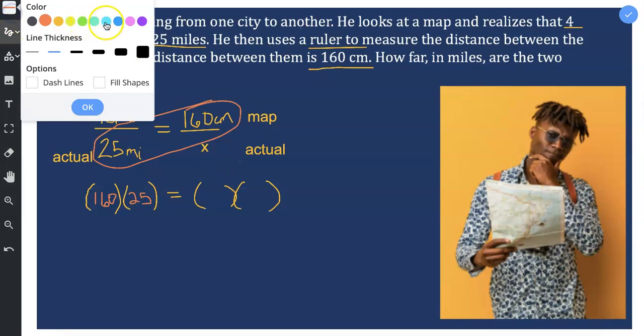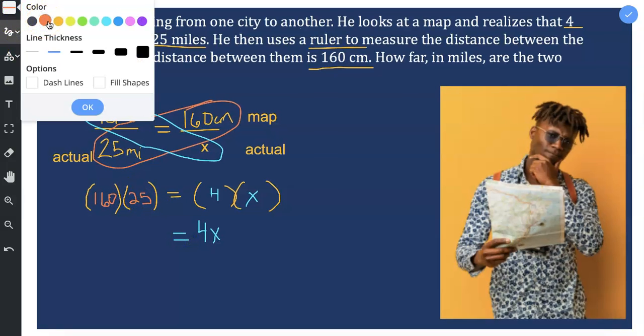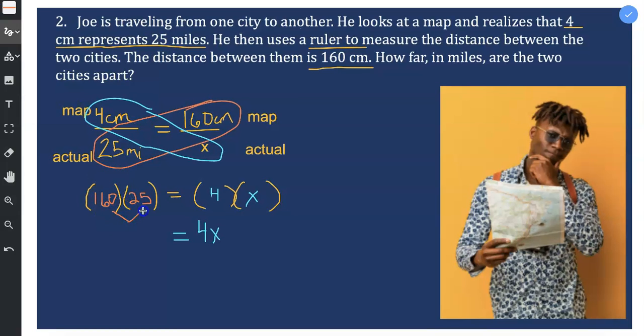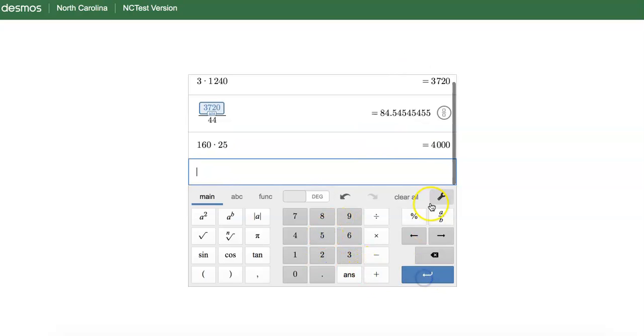And then I'm going to multiply, let's see if this will show up, diagonally this direction. And I multiply the 4 by the x. So we get our cross products. 4 times x is 4x. And then I'm going to multiply 160 by 25. Let's practice using our Desmos calculator. So 160 multiplied by 25. We get 4,000.